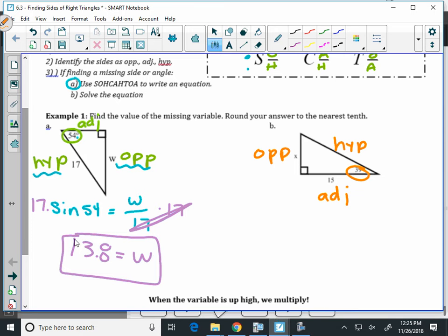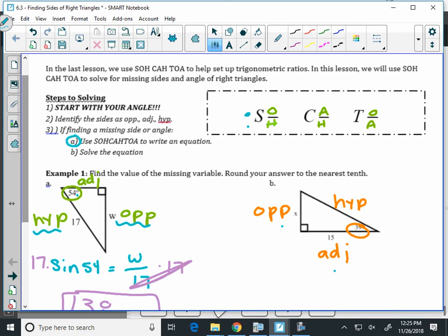Adjacent. So we have to think, which side has my variable, which side has my number? What two sides are we using? Which two sides have our info? Opposite and adjacent. So look at SOHCAHTOA. Which is it, sine, cosine, or tangent? Which one has opposite and adjacent? Tangent. So that's the one we have to use.